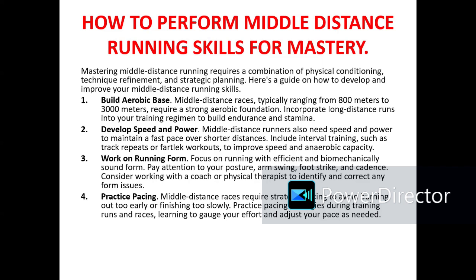2. Develop speed and power. Middle-distance runners also need speed and power to maintain a fast pace over shorter distances. Include interval training, such as track repeats or fartlek workouts, to improve speed and anaerobic capacity.